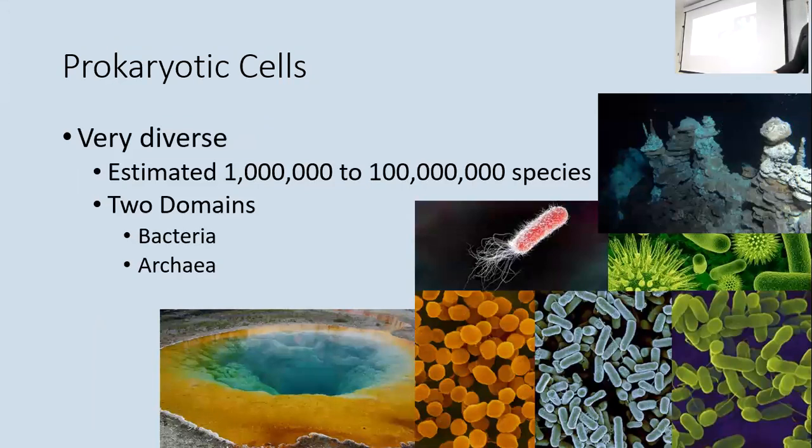They're very diverse. Now, because they're so morphologically simple and similar, classifying them can be a bit difficult, but it's estimated that there's between 1 and 100 million species of prokaryotes on Earth. And so people are working on that. We split them into 2 domains, right? And so we divide them into the bacteria, which we hear a lot about, and the archaea, which we hear less about. But we'll break that down just a smidge.